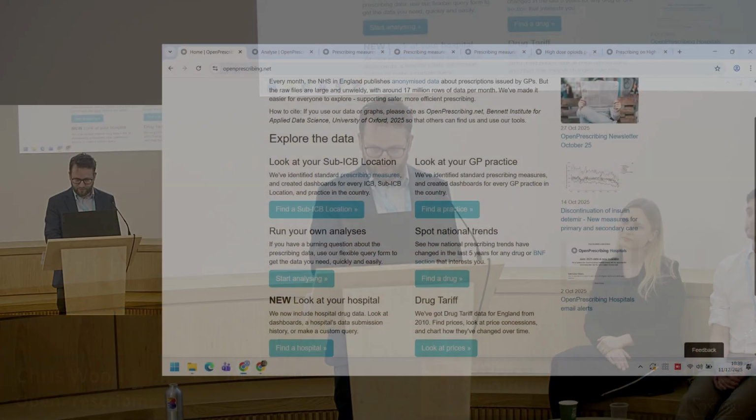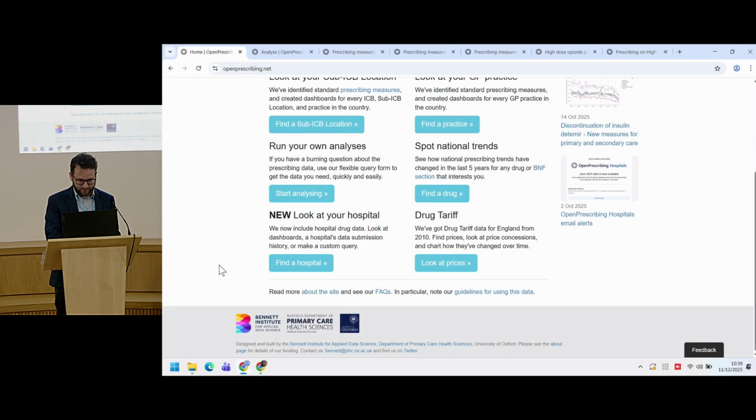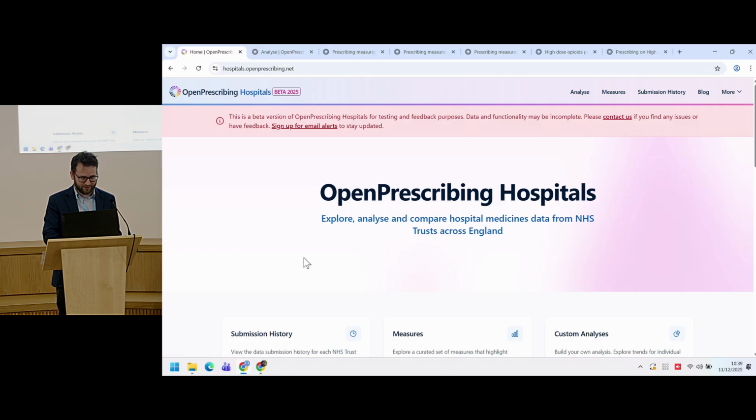So to get to the page of OpenPrescribing hospitals, there's a big blue button down here, Find a Hospital, so you can click through that. It loads, good. And here's the URL as well, so hospitals.openprescribing.net, so you can go to it straight from there.